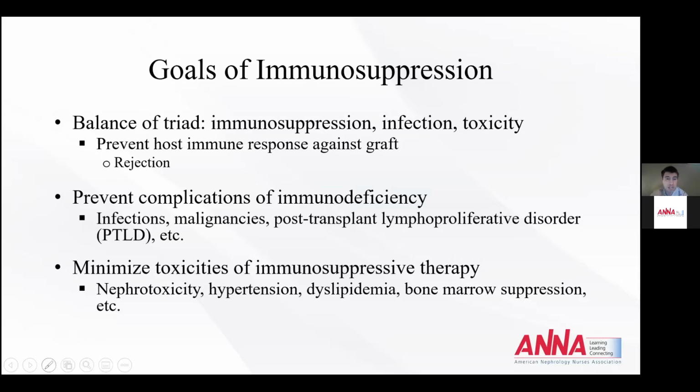And then we want enough immunosuppression that you can prevent the body from attacking itself, but also prevent complications from immunodeficiency. If you get too much immunosuppression, you can have more viral infections. You can actually have malignancies or cancer risk. You will have this one specific one called post-transplant lymphoproliferative disorder or disease.